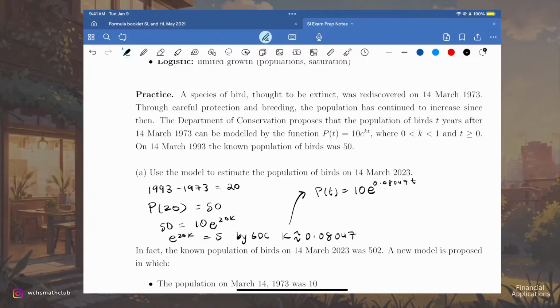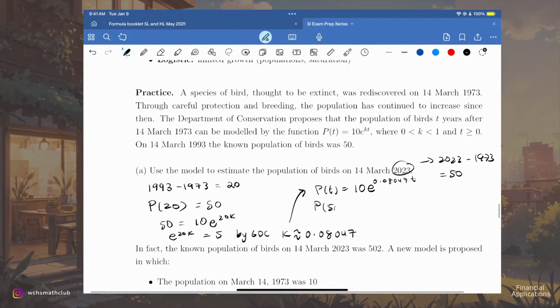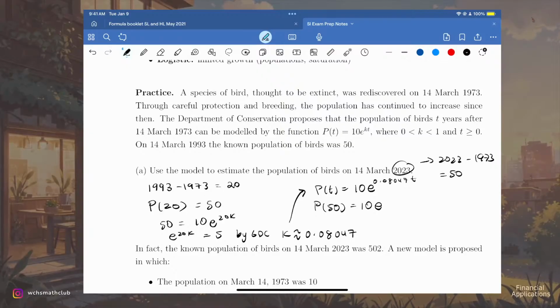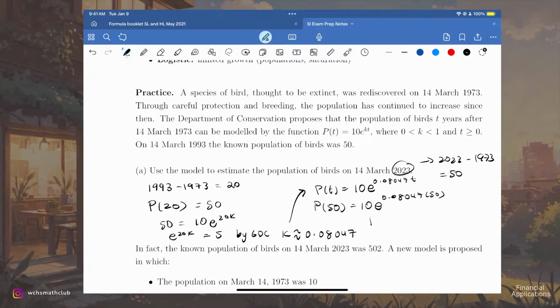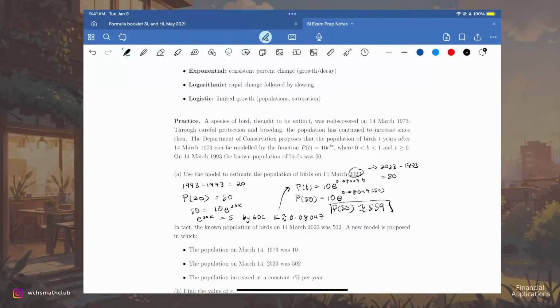0.08047t. Now, because 2023 minus 1973 is equal to 50 years, you plug in t equals 50, which will give you 10 times e to the power of 0.08047 times 50. So therefore, P(50) is just roughly 559 for the population of birds at this time.